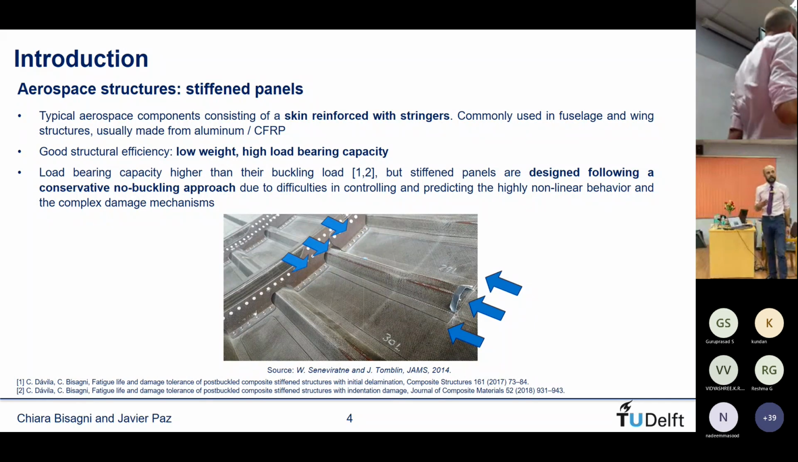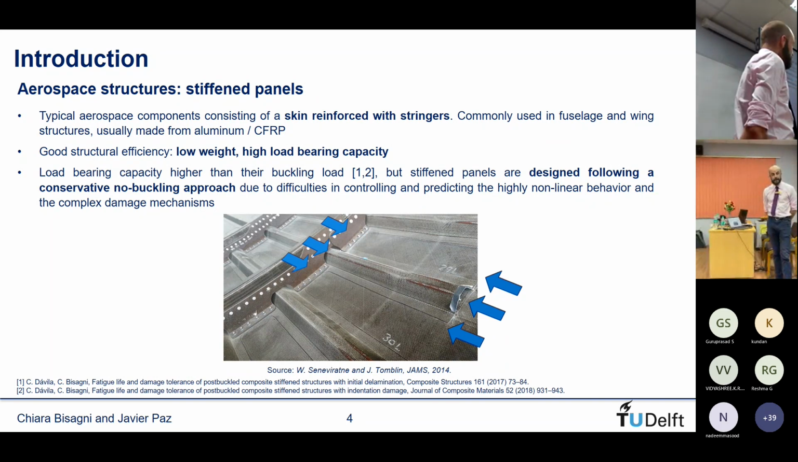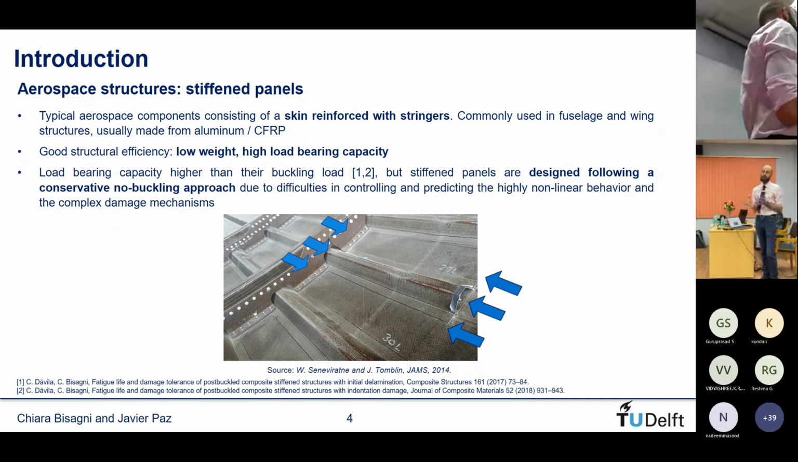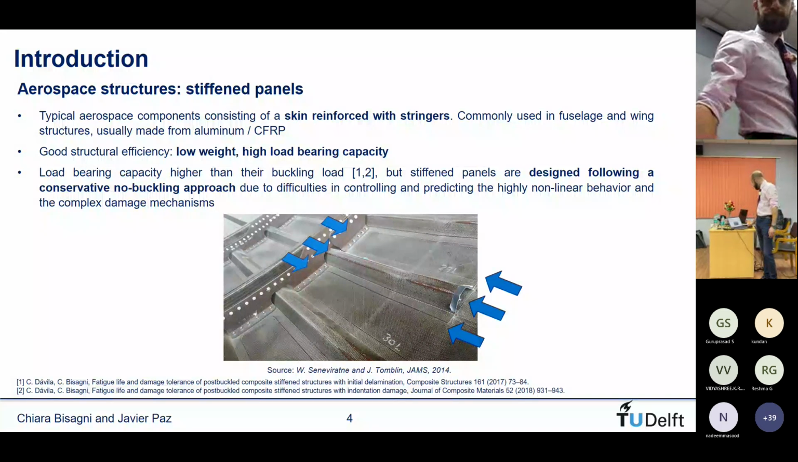So we see, for example, in this image, a part of the fuselage structure from a 787, I think it is. You see the skin and the specimen, the stiffener that we have in the center, that in this case would be subjected to compression loads.